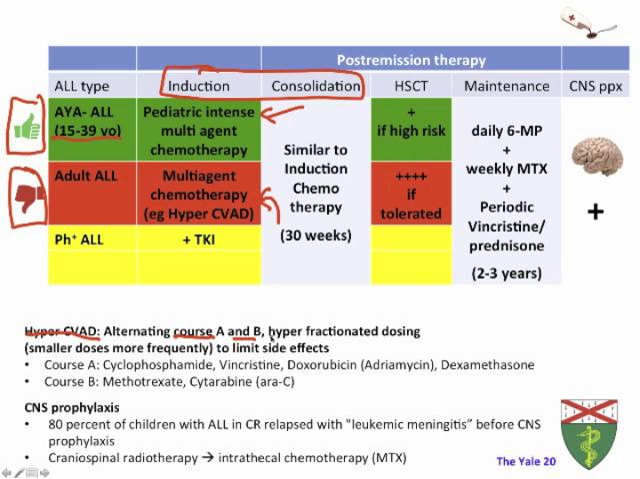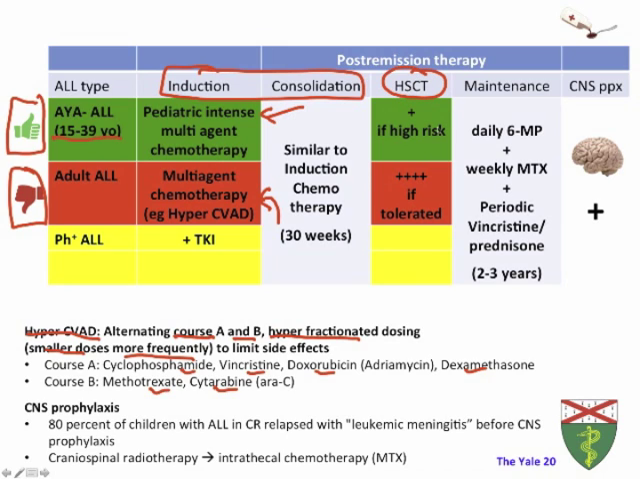It's hyperfractionated, which means smaller doses more frequently to limit side effects. And it's a combination of all kinds of chemotherapies: cyclophosphamide, vincristine, doxorubicin, dexamethasone, methotrexate, and cytarabine, so multiple different chemotherapies. Both younger patients with ALL, as well as older patients, get a consolidation chemotherapy. And then, again, it's a question, do they need a stem cell transplant?